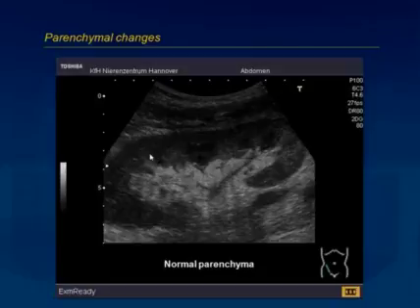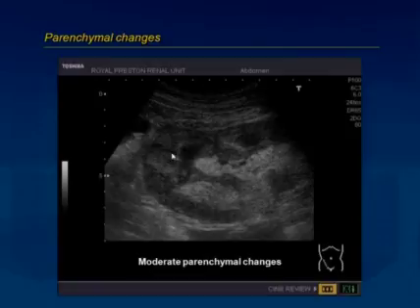Now if we compare that to another transplant, I think it's very obvious that there are parenchymal changes compared to the previous picture. To start with, there is no clear-cut delineation between the transplant parenchyma and the surrounding tissue. That has been lost already as a sign of parenchymal changes, and also the parenchyma itself is inhomogeneous with echo-dense and echo-poor areas, and that is what we would classify as at least moderate parenchymal changes.